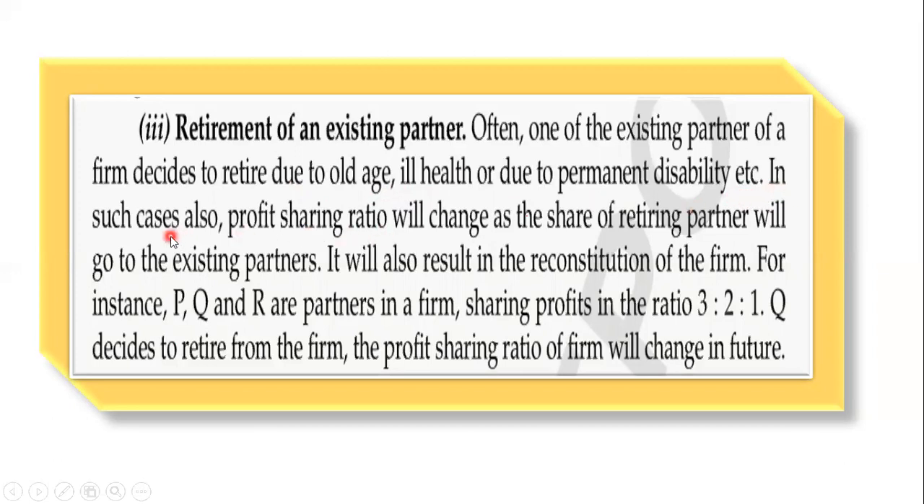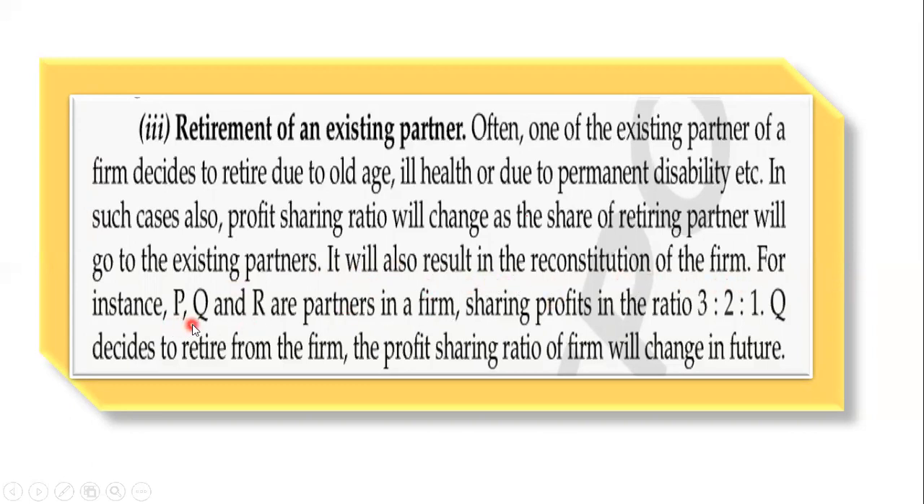So in such cases also the profit sharing ratio will change, as the share of the retiring partner will go to the existing partners in future. Obviously, if one partner is getting retired, then in future the whole profit would be divided between only the remaining partners. The remaining partners will be gaining partners and the outgoing partner will be the sacrificing partner. So it will also result in reconstitution of the firm.